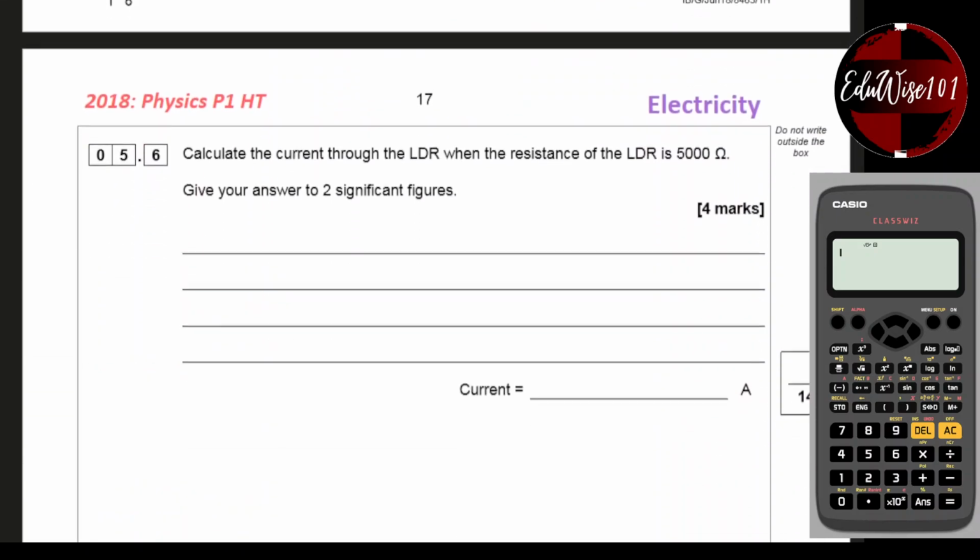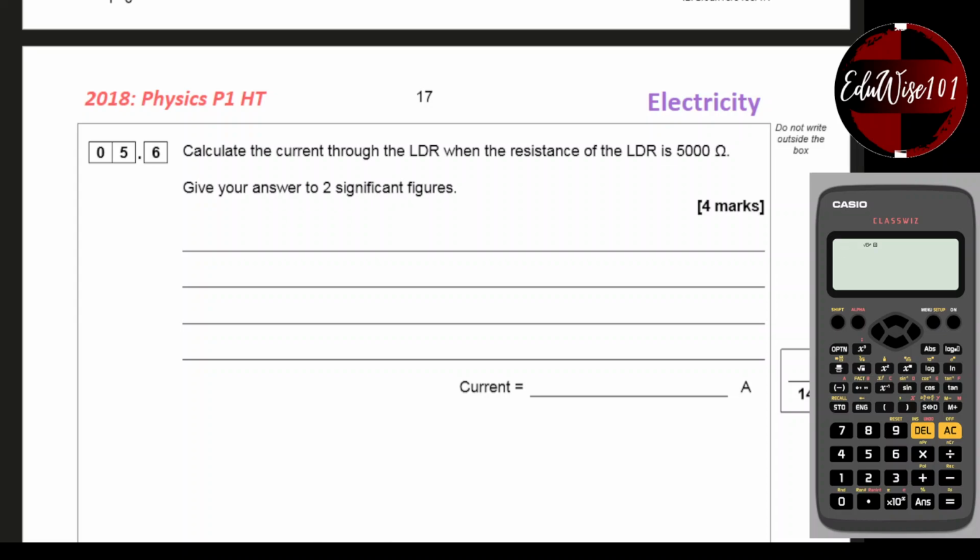Question 5.6. Calculate the current through the LDR when the resistance of the LDR is 5000. Give your answer to two significant figures, which generally carries a mark. So calculate the current. So using V equals IR as the equation, we know that the potential difference is 4. One second. Sorry, that's not 4 volts. Let me get rid of that.